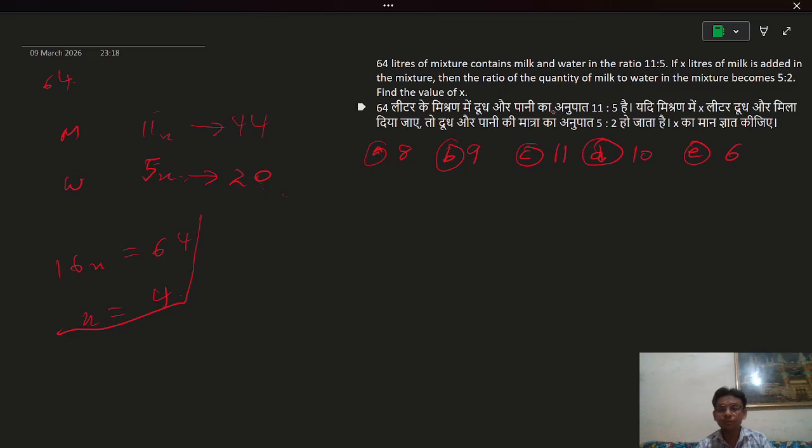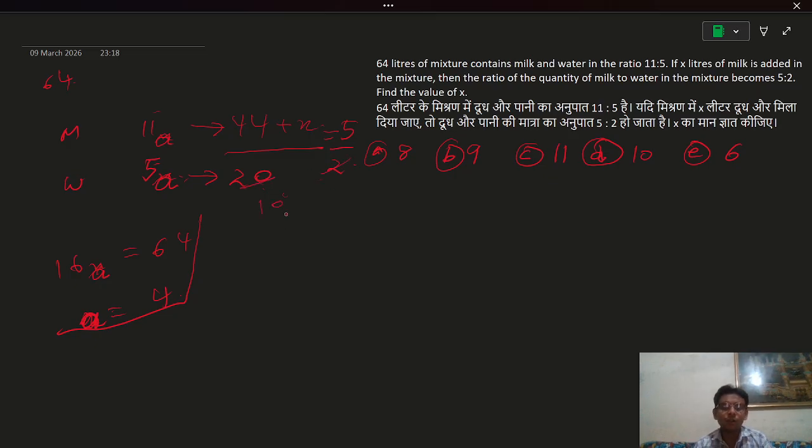Hope you understand. Okay. If x liters, now here x comes again, so it's not necessary to take x. Let's take a here. What will be the value of a? Value of a is 4, and now it will become 44 and 20. Okay. If x liters of milk is added in the mixture, then the ratio of milk and water in the mixture becomes 5 is to 2. Find the value of x.